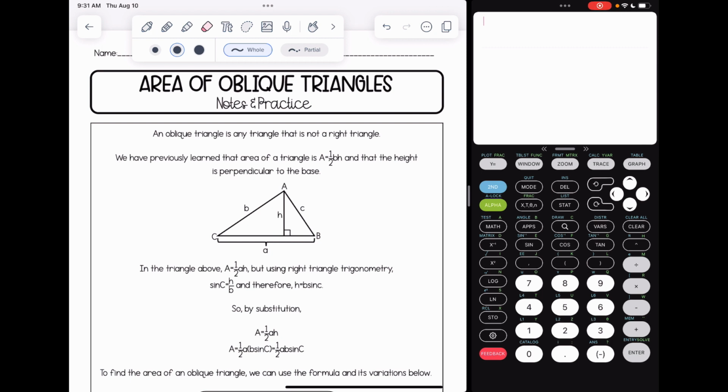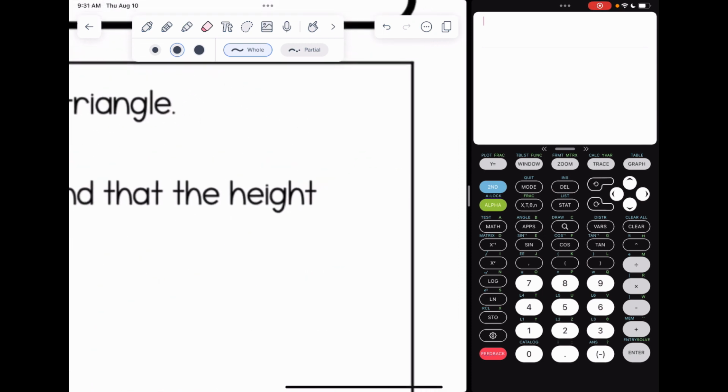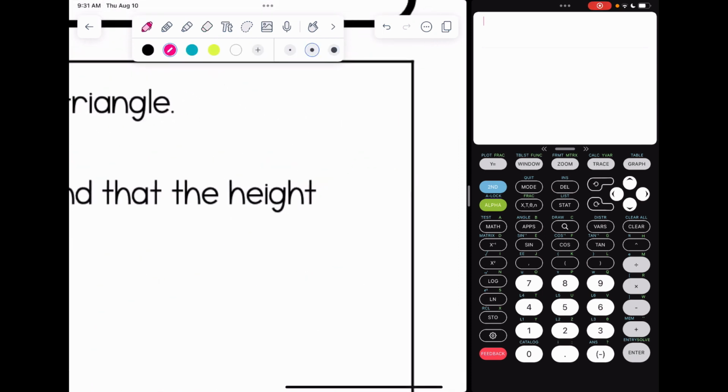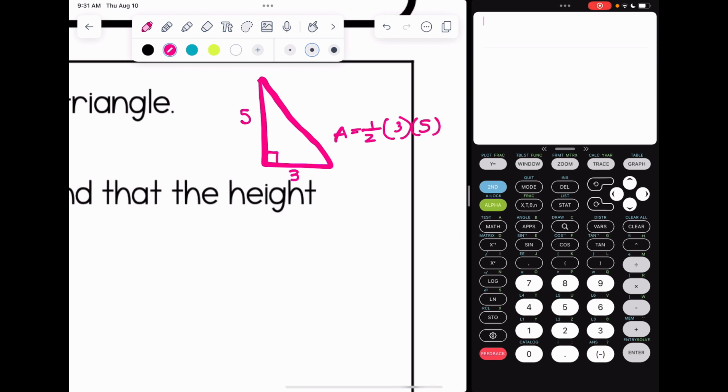That required the height to be perpendicular to the base. That's always true about the height of a triangle. Perpendicular means they form a right angle. As a quick example, if we were given a right triangle where the base was 3 and the height was 5, we could plug in the base of 3 and the height of 5, and we'd get that the area is 7.5 square units.